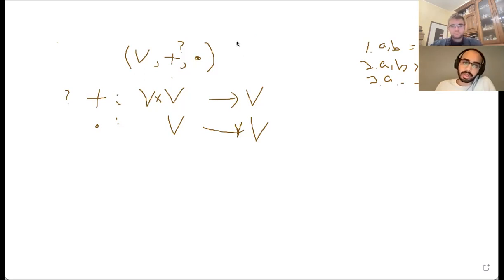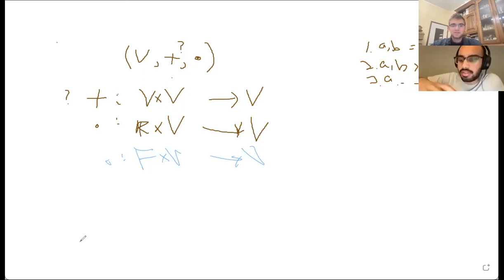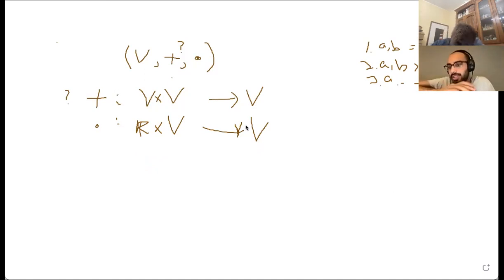Okay, and so this is scalar multiplication, so it's actually going to be R cross V, and it's going to go back to V. Is it always R? Yeah, I think so. Or maybe it's written F cross V to V. What is F? Like a field or something. There are real vector spaces and complex vector spaces, and then they write F as the general case. There could be complex vector spaces, and then you wouldn't have R.